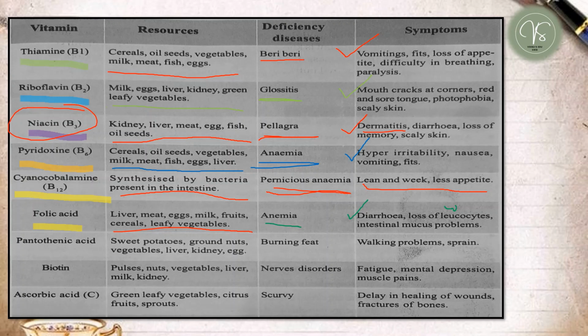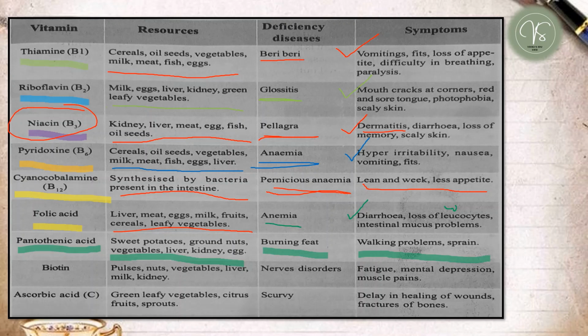And the next vitamin is pantothenic acid. This pantothenic acid is found in sweet potatoes, groundnuts, vegetables, liver, kidney, egg, etc. And the person suffers from burning feet. That is, he suffers from a burning sensation under his feet. And he suffers from walking problems and sprain.